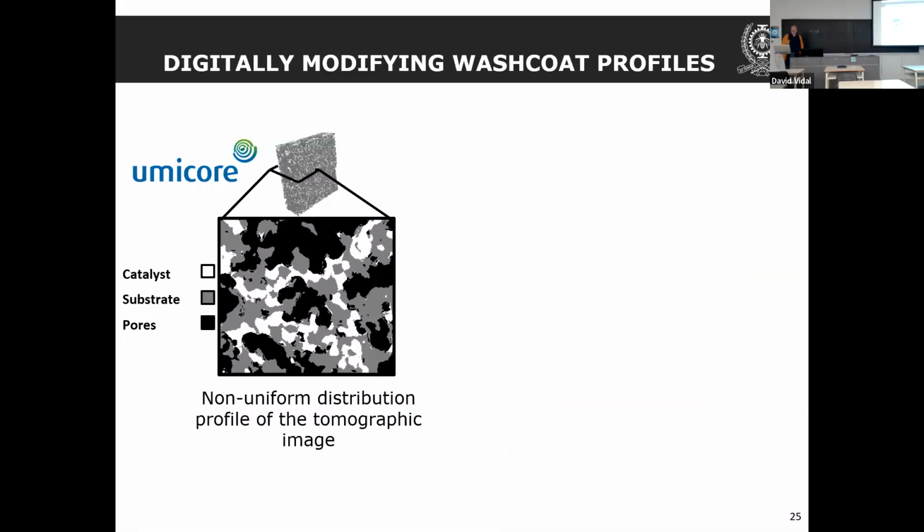So what we wanted to do with Igor is basically we have one CT scan image with one non-uniform catalyst deposition. Okay? And from that, we wanted to recreate artificial deposition, either uniform or non-uniform, and then test them to see whether they would be better or not.